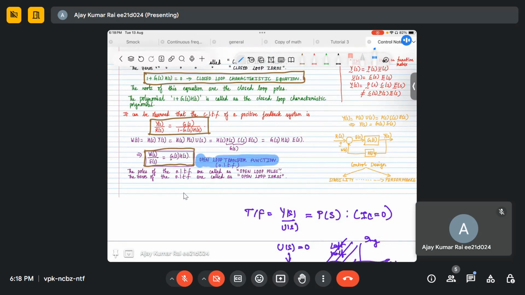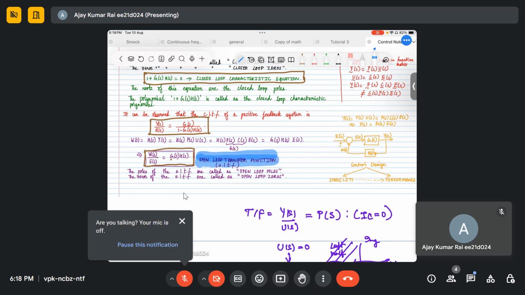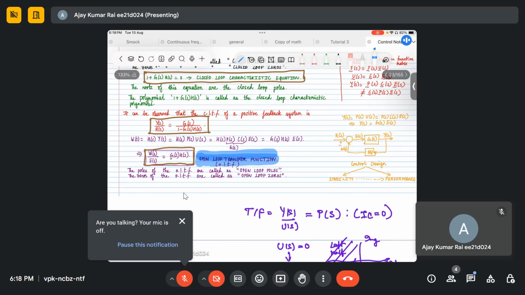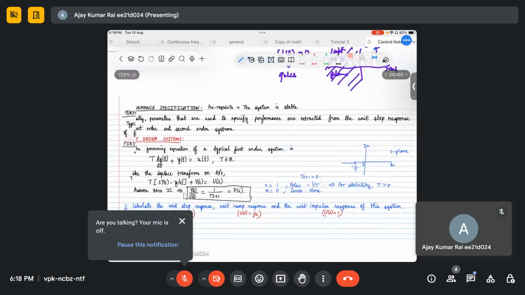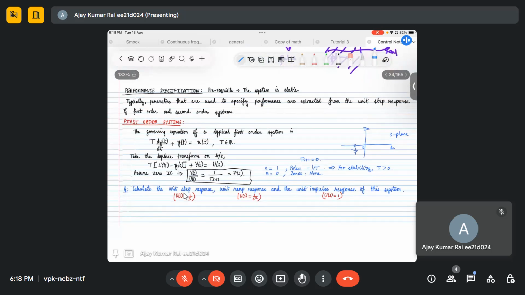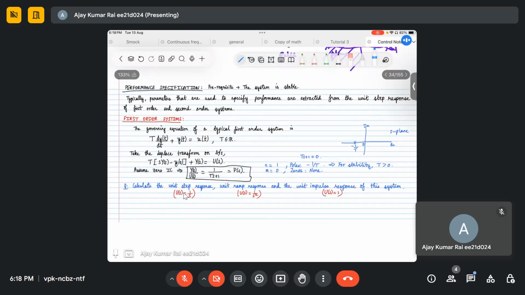This is very important because if the question asks what the open loop transfer function is and H(s) is not equal to 1, then normally H(s) is equal to 1, which is called a unity feedback system. If H(s) is not equal to 1, then the open loop transfer function is G(s) into H(s).